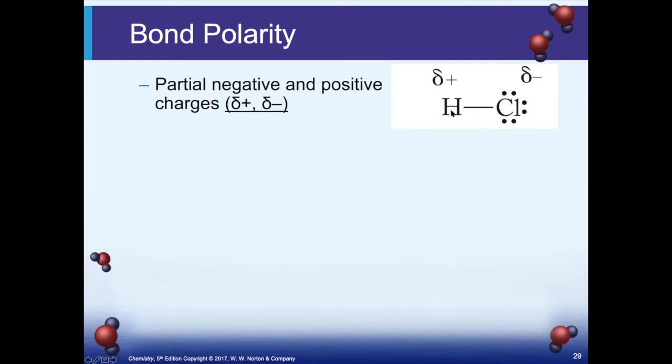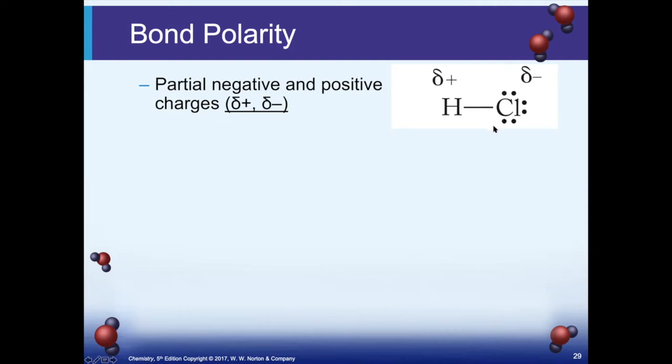So the hydrogen is less electronegative, so it's going to be the one that has the partial positive charge. In this polar bond, the chlorine is the more electronegative element. So it possesses the electrons of this bonding pair unequally, so it's going to have a partial negative charge. Okay? So that's one way to show it.